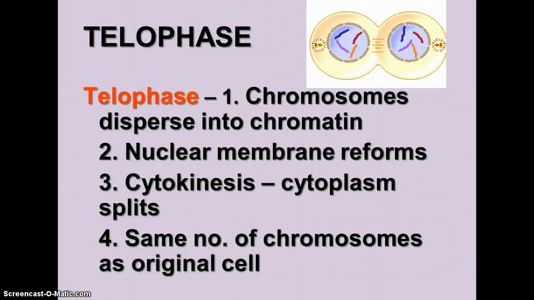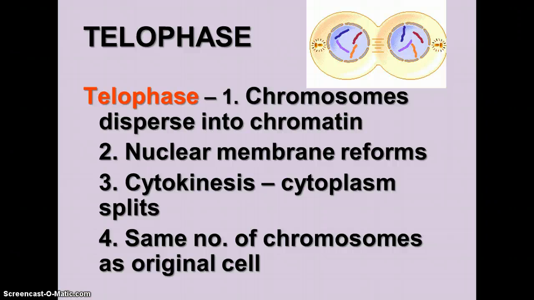And the final phase is telophase. In telophase, the chromosomes begin to disperse again into chromatin rather than being in the chromosomal bodies. The nuclear membranes reform around each nucleus, and usually at the same time as or immediately following telophase, cytokinesis occurs. This is the splitting of the cytoplasm.